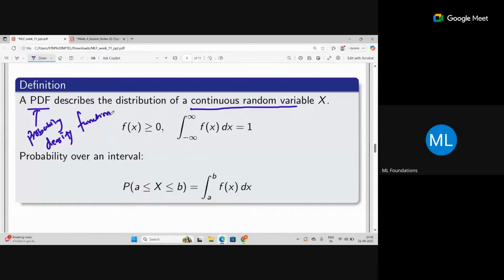That one is what? Sum of the probabilities is 1. Okay, sum of the probabilities is equal to 1, and each probability is greater than or equal to 0. For each of the values taken by a random variable, the probability is greater than or equal to 0.